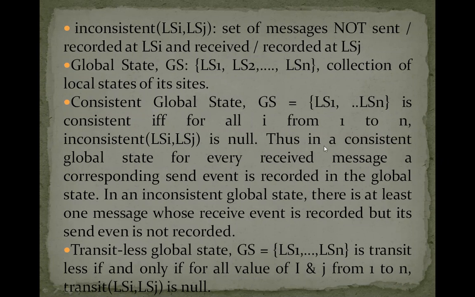So therefore, in a consistent global state, for every received message, there should be a corresponding send event recorded in the global state. Now try to understand the point. Suppose a message has been sent by a sender, and this message is on the communication channel and is not received by the receiver. It can be called consistent, because the time will come when it will be received.